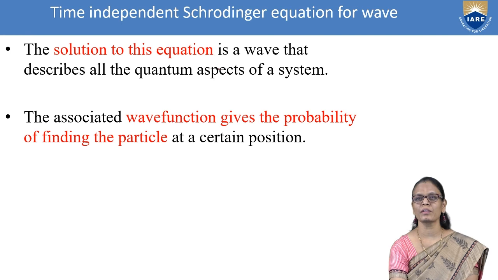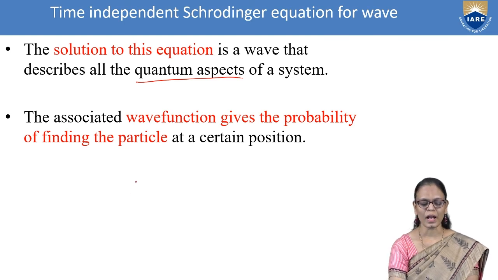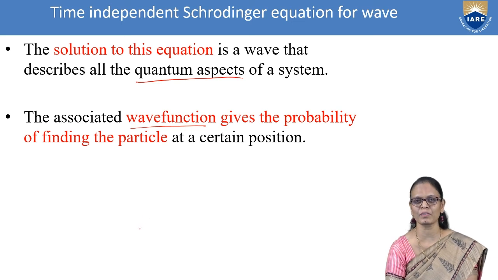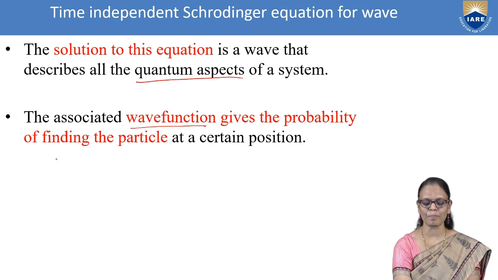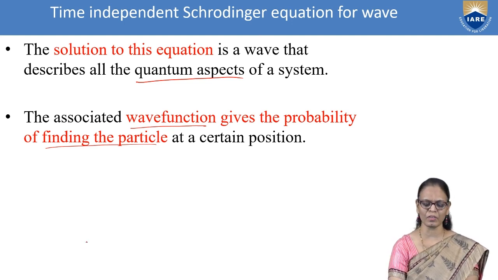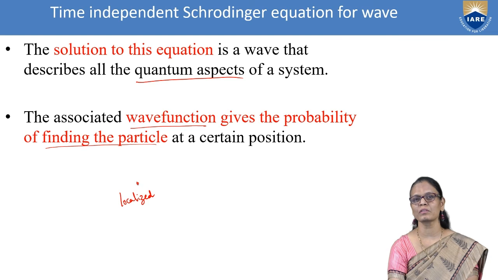Now the solution to this equation is a wave that describes all the quantum aspects of the system. And the associated wave function will give us the probability of finding the particle. Because when we were talking about the wave nature, in the beginning we said, if you talk about a particle, it is localized in space. You can talk about the exact position of the particle.